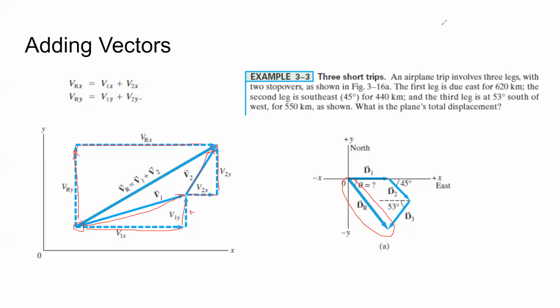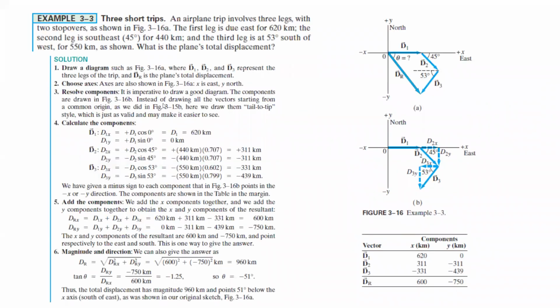Okay, so how to solve it using the component method. If you use the component method, we can have this. First, draw a diagram. Of course, you can draw a diagram, representing the vectors D1, D2, and D3 for the three legs, and DR is the displacement vector. So this is how this is drawn. The illustration is showing here the tip-to-tail method, D1, D2, D3.